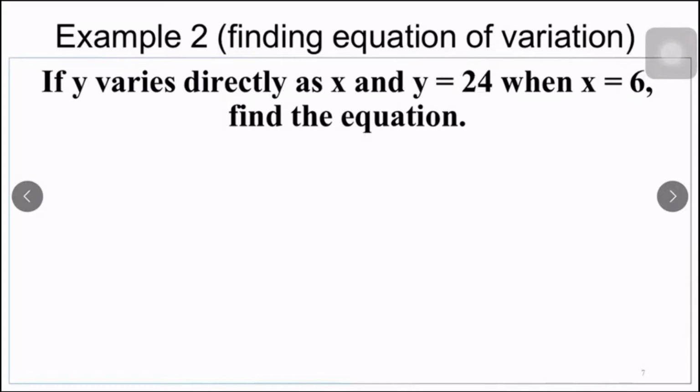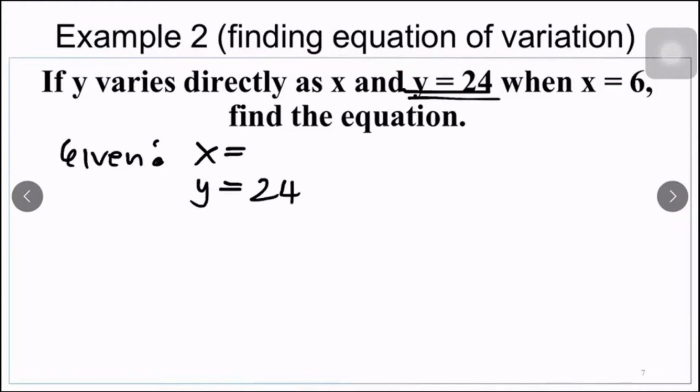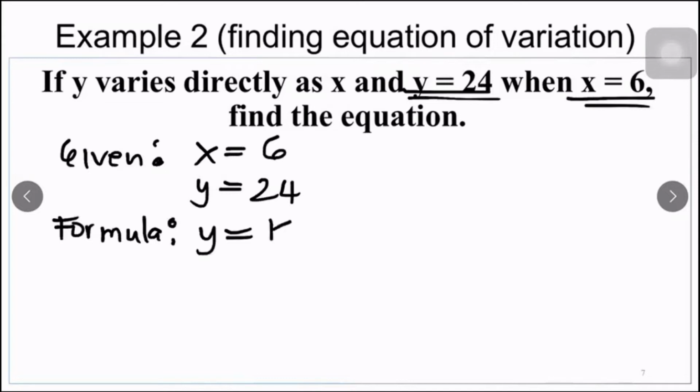Now, let us identify the equation of variation. According to here, we have y varies directly as x, and y is equivalent to 24 when x is equivalent to 6. Find the equation. So always remember, the first step here is to identify the given. So we have x and we have y. According to our given, y is equivalent to 24 and x is equivalent to 6. Next, we have the formula. For our formula, we have y is equivalent to kx.